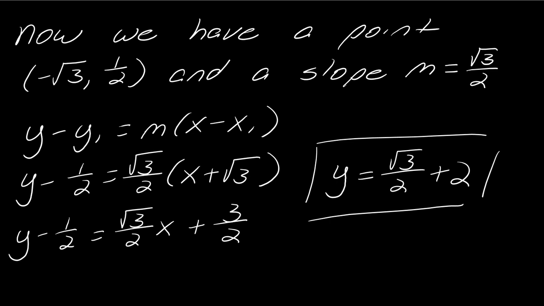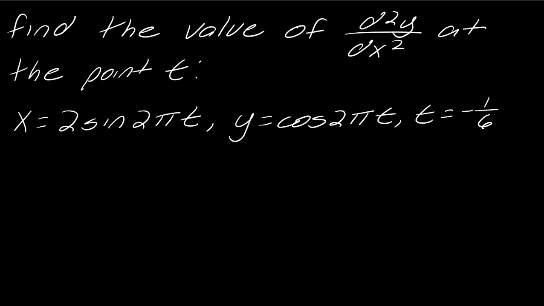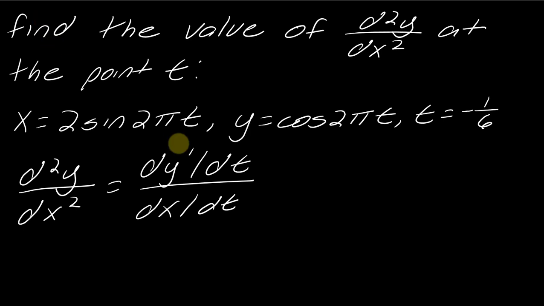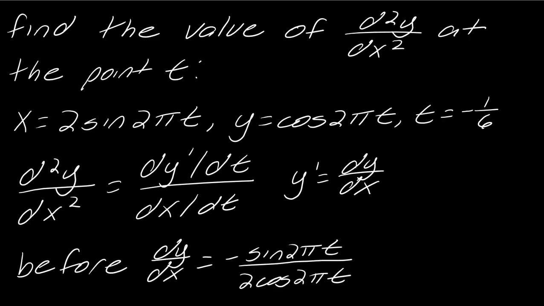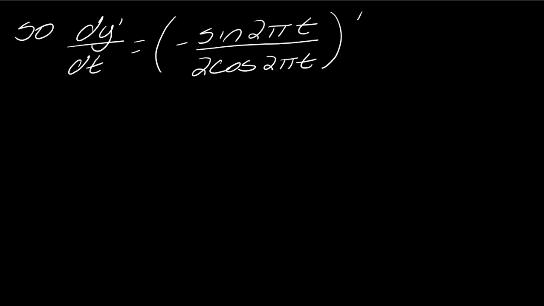So now what I want to do is talk about how we find the second derivative. And we're going to find the second derivative of the same situation. Okay, so remember, for the second derivative, this formula now is d y prime dt over dx dt. So what we're going to have to do is first remember that y prime is my original first derivative. So that's where I've got to start. Just as a reminder, what we found before was my derivative was negative sine 2 pi t over 2 cosine 2 pi t.